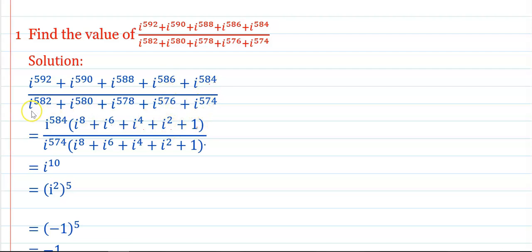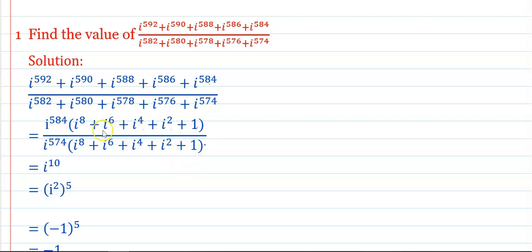ओके. डिनोमिनेटरला जर बघितलं तर i raised to 582 plus i raised to 580 plus i raised to 578 plus i raised to 576 plus i raised to 574. Here, which is the lowest power? That is i raised to 574. हा 574 आपण इथनं कॉमन काढणार. Okay. And then in bracket you will get i raised to 8 plus i raised to 6 plus i raised to 4 plus i square plus 1.